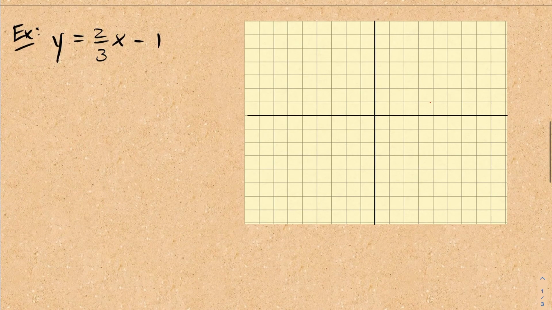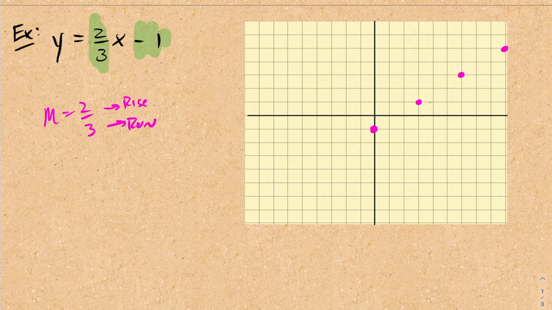Okay, let's try this final example here. Now my slope is 2/3 and my y-intercept is negative 1. So start at your y-intercept of negative 1. Now my slope here is 2/3. So this is my rise and this is my run. So what I'm going to do here is go up 2 over 3, plot a point, up 2 over 3, plot a point, up 2 over 3, plot a point. And I've got all my points here.